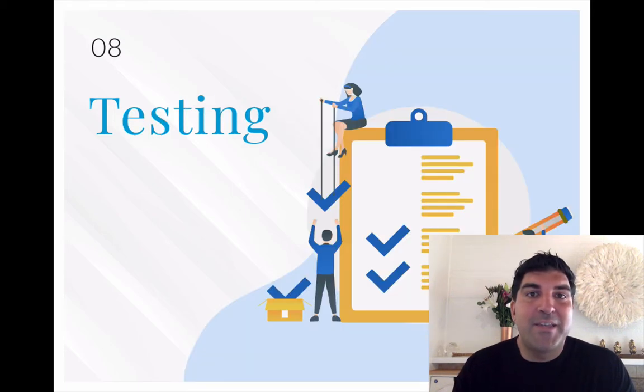So step 8 is testing. You want to do A/B testing. A/B testing is where you show 2 different versions of the same thing, and then you send a certain amount to one, a certain amount to the other, and you see which one works best.